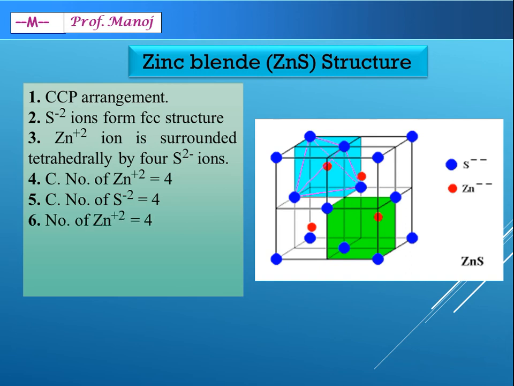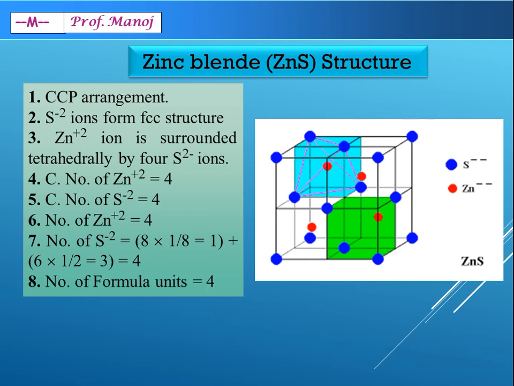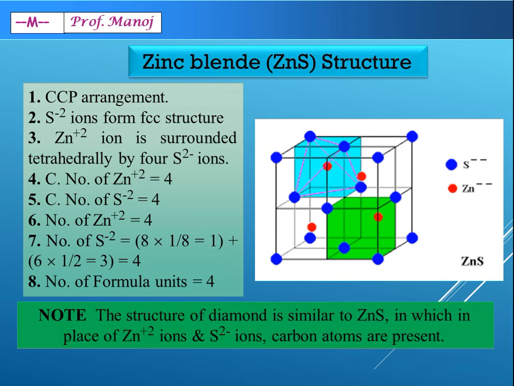The number of zinc ions is found to be 4, and the number of sulfide ions is 8 into 1 upon 8, that is 1, plus 6 into half at the face centers, that is 3, totaling 4. So the number of formula units is going to be once again 4. Let us now come to the similarity of this zinc sulfide structure. It is found that diamond follows exactly a similar structure. The only difference is that instead of zinc ions and sulfide ions, we have carbon atoms everywhere. So the carbon atoms in the diamond crystal also have the zinc blende structure.